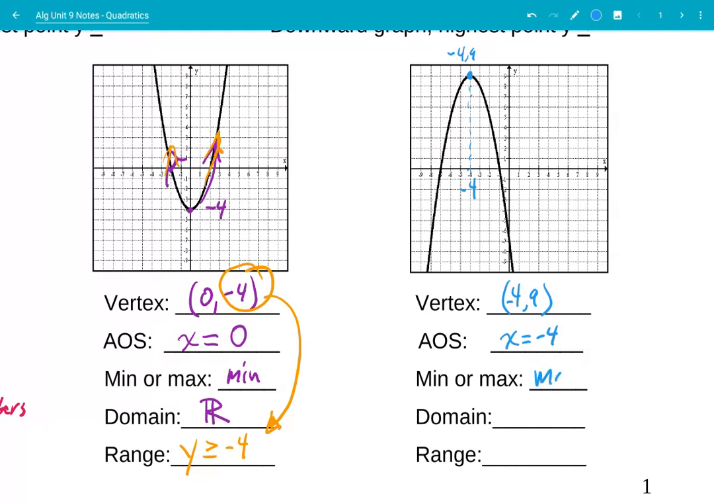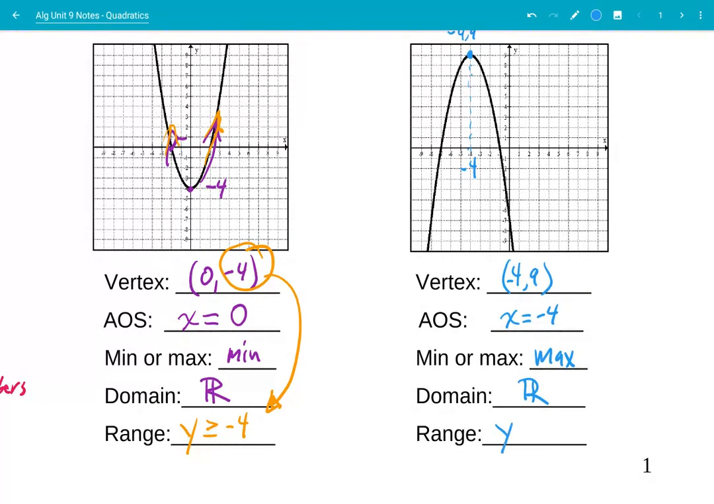That is a maximum, isn't it? Because that's the highest point of the graph. So that means, well, the domain is the same, but that means the range is now less than or equal to 9.